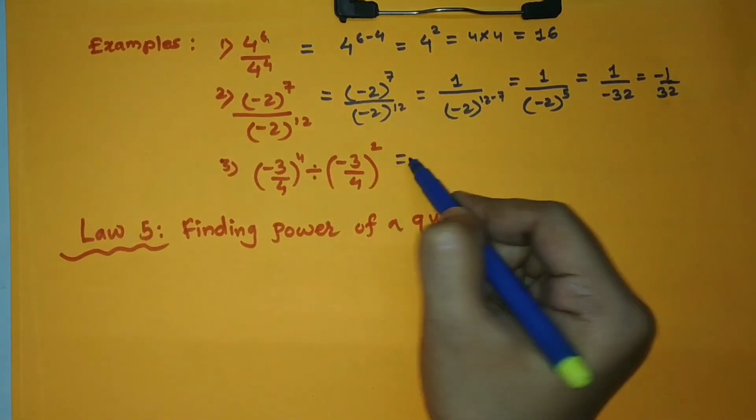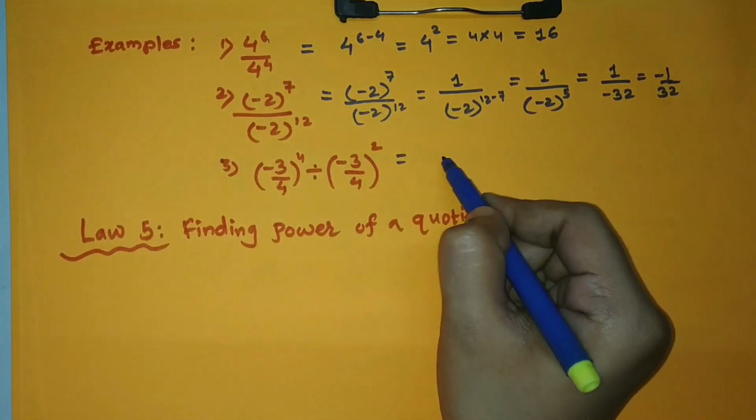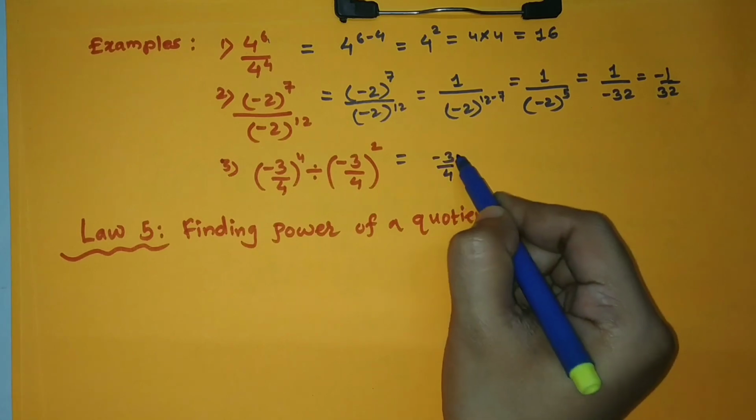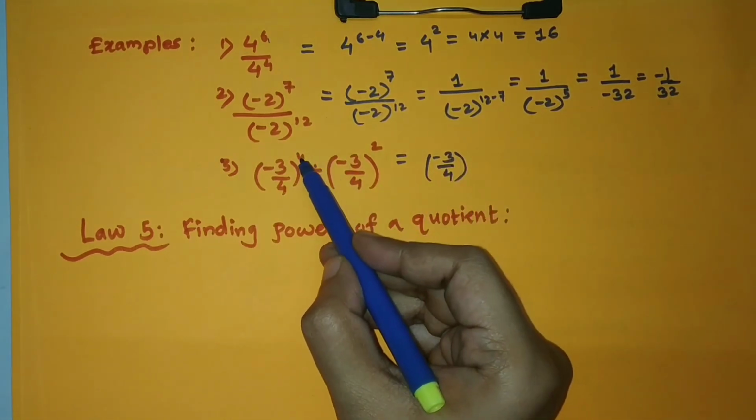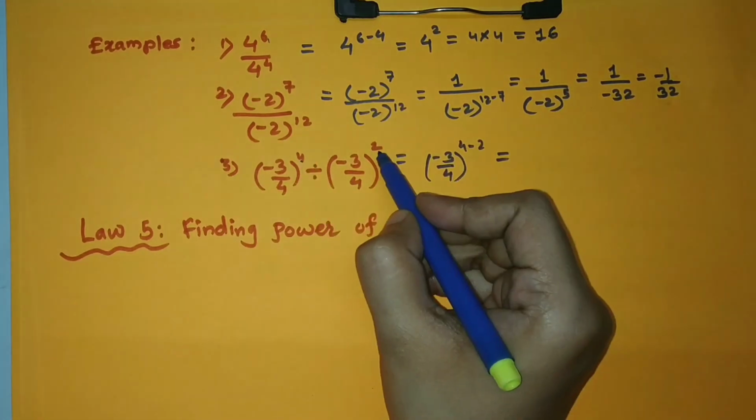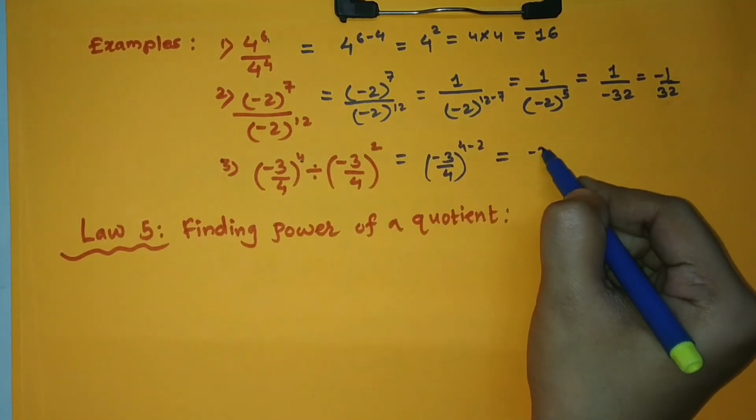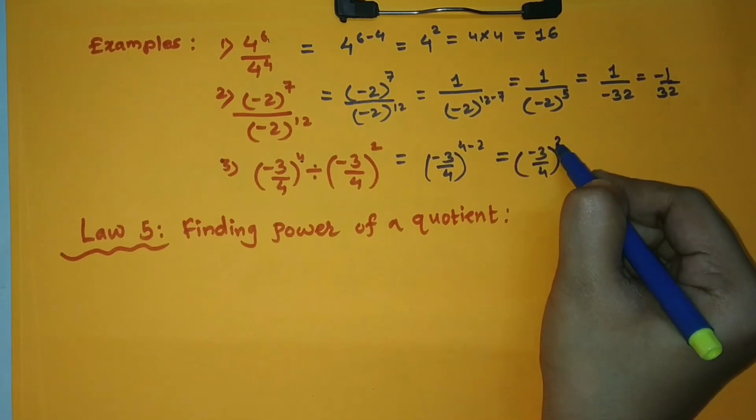And here we'll go for minus 3 by 4 to the power 4 divided by minus 3 by 4 to the power 2. We'll just write down minus 3 by 4 and we'll subtract 4 minus 2. Here are the 4 factors, here are the 2 factors. So 2 factors are going to cancel. We get minus 3 by 4 to the power 2.